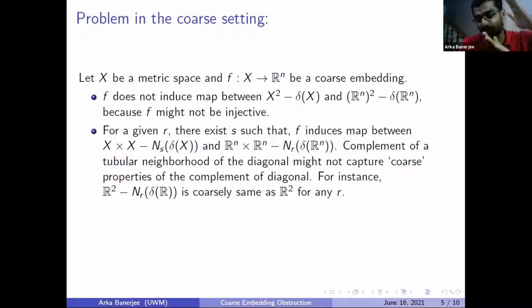but you can get rid of this problem by taking a neighborhood. You delete a neighborhood of the diagonal, and then look at the induced map. There you actually have a map, because the function f is a coarse embedding. Far apart points do go to far apart points. So if you delete a neighborhood of the diagonal, that gets sent to distinct pairs which are at least r apart. For every r, you can get an s, so that any pair of points s apart in the domain gets sent to a pair which is at least r apart.